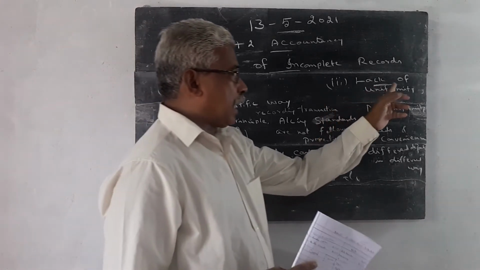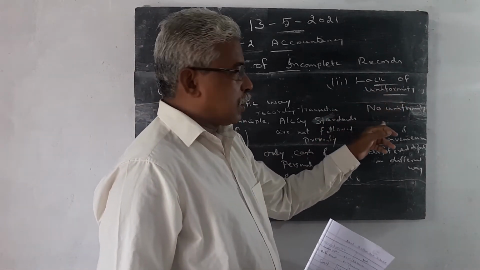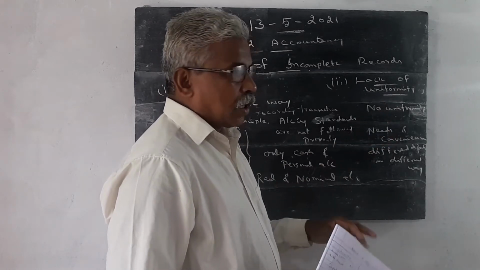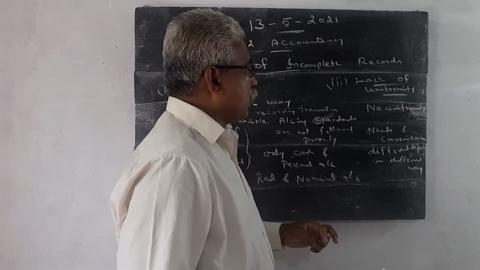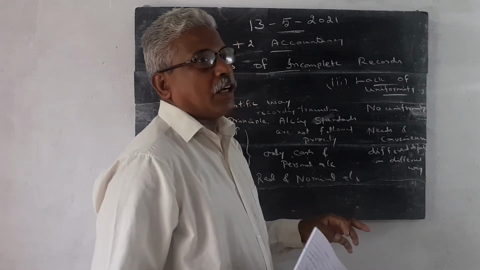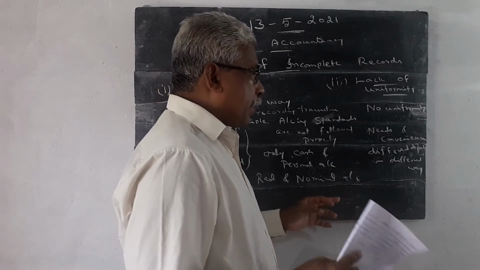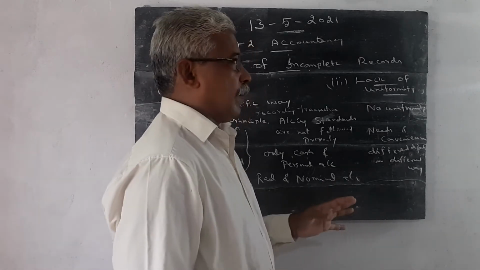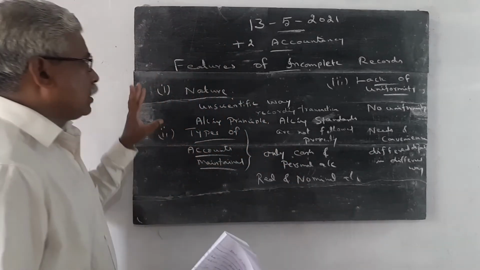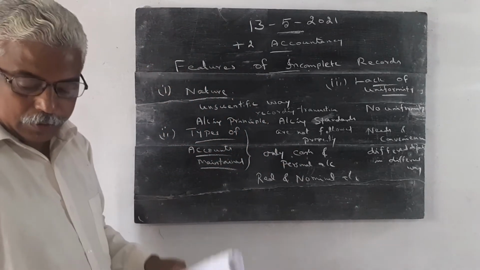Then point number 3, lack of uniformity. There is no uniformity for maintaining the accounts. According to their needs and their convenience, different departments or different organizations are preparing their accounts in different ways. These are all the details about features of incomplete records.